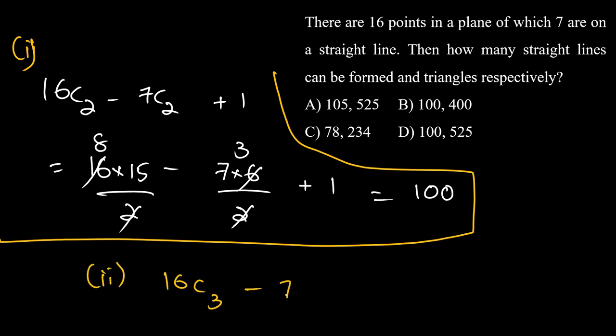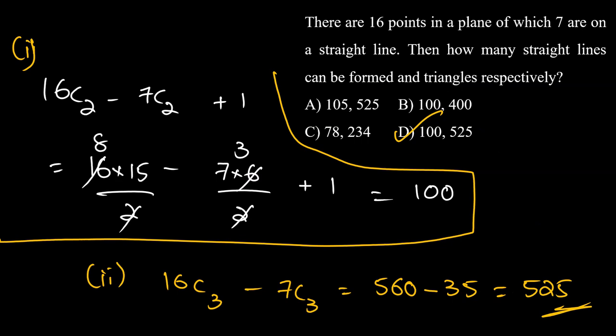16C3 minus 7C3. 16C3 is 16 into 15 into 14 divided by 6. So 2 times 5 times 8, 40, into 14, 560, minus 35. 525 you will get. Option D, 525. Check it once. 16C3, I think it's 560.